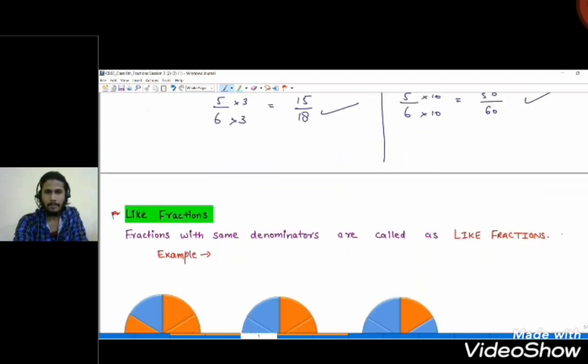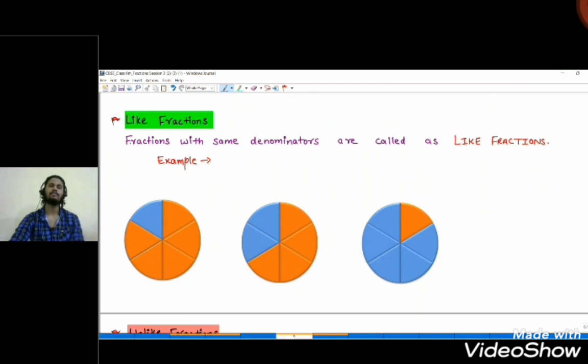Now let's move ahead and come to like fractions. So what are like fractions, students? Like fractions are those fractions which have the same denominator. Okay, where the denominator represents the number of whole parts. It means when the number of whole parts is the same and the numerator keeps on changing, this becomes the like fraction.